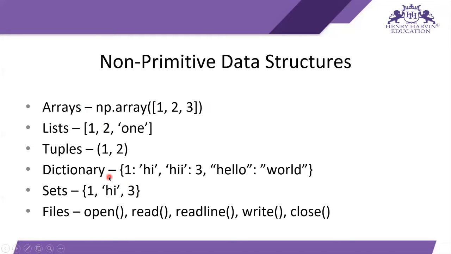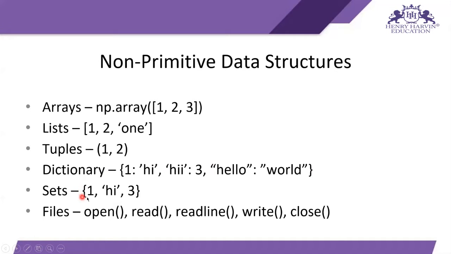Next comes the dictionary. Here is the key, and here is the value. Here I'm using key one as the key and hi as the value, which is a string. You can also use a string as a key and a numeric value as the value, or a string as a key and also a string as the value. So you can use your dictionary in any way.